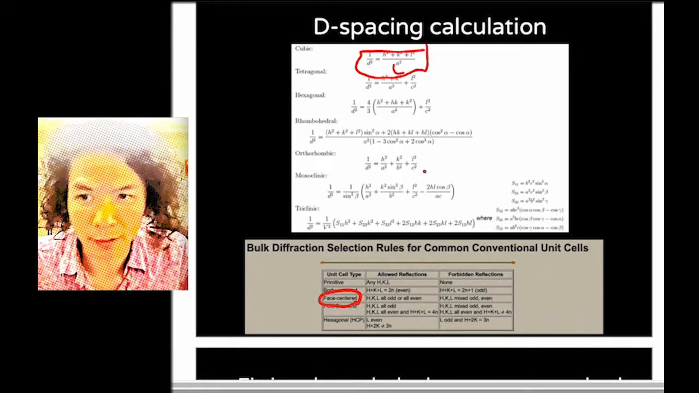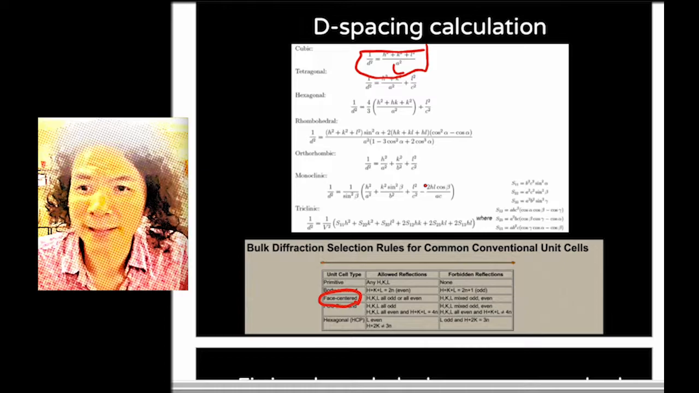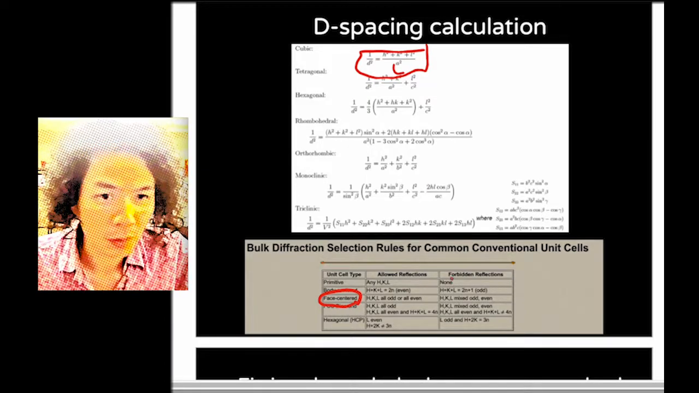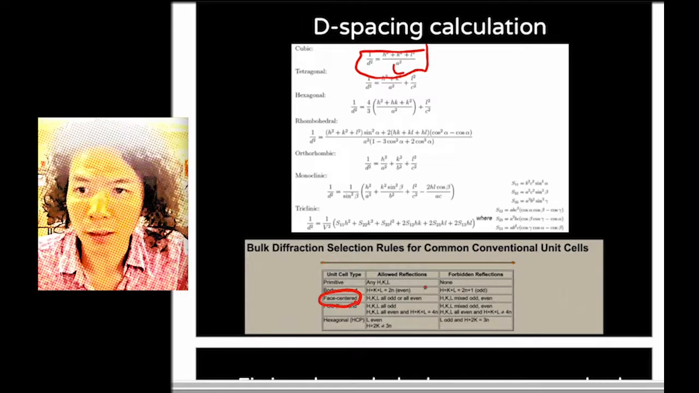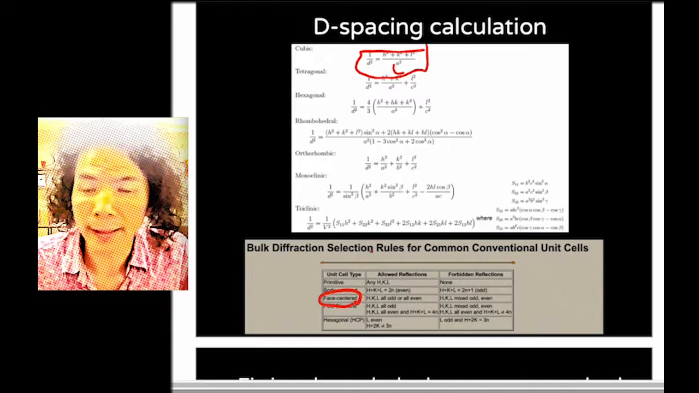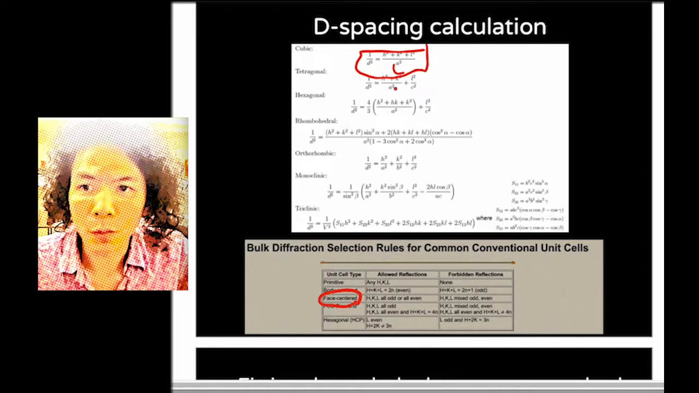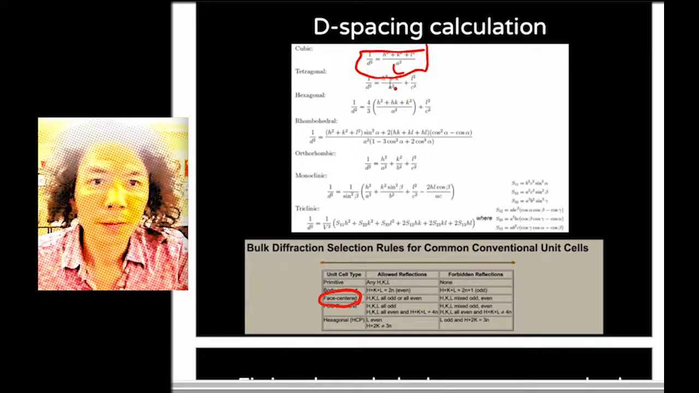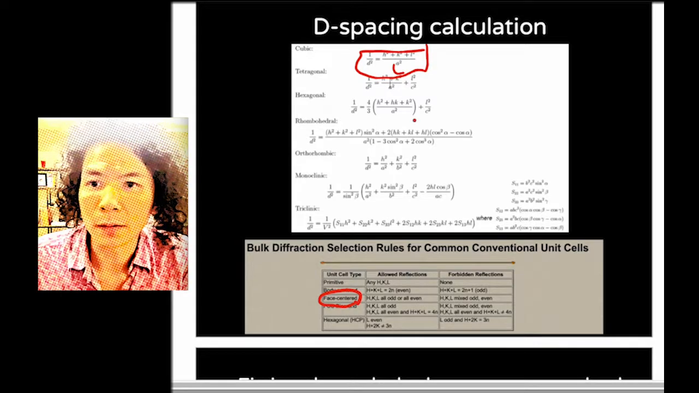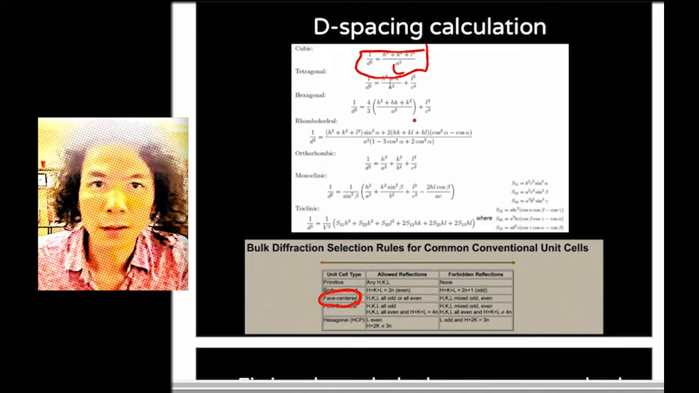HKL is the lattice index, and the first diffraction peak that you can see from FCC is 111, due to this selection rule, and the second one is 200. So this HKL is determined by the selection rule, but A can be changed. So you want to have a reasonable A number, and basically you want to compare between your assumption that you are having the FCC structure in this superlattice and the experimental result.